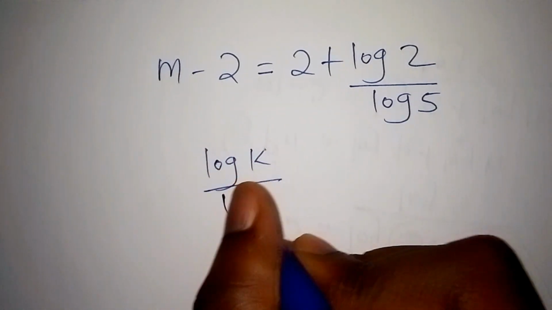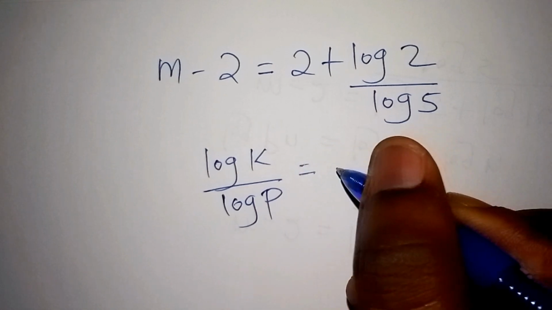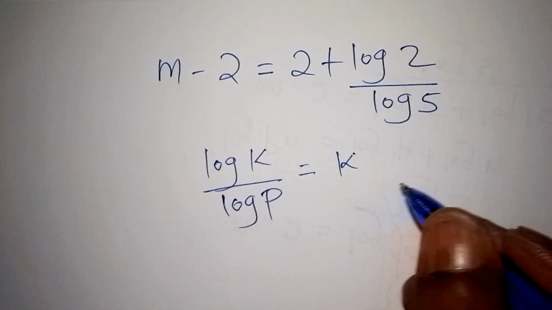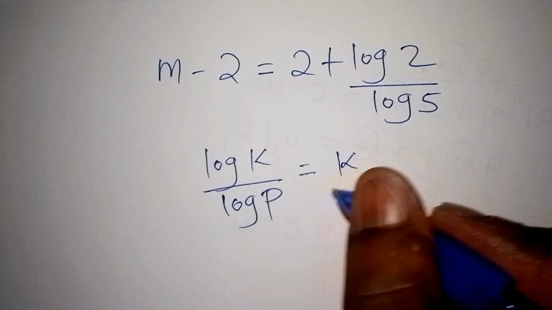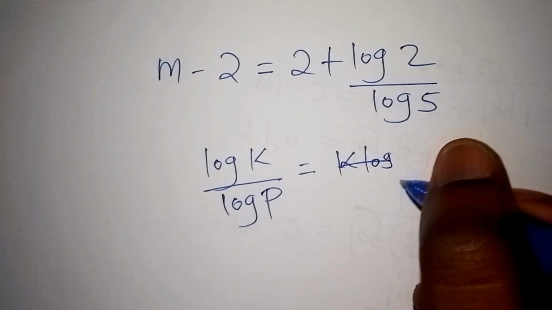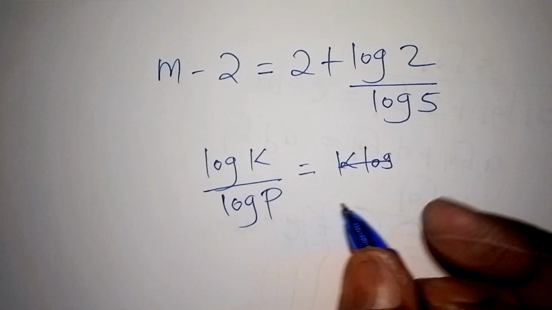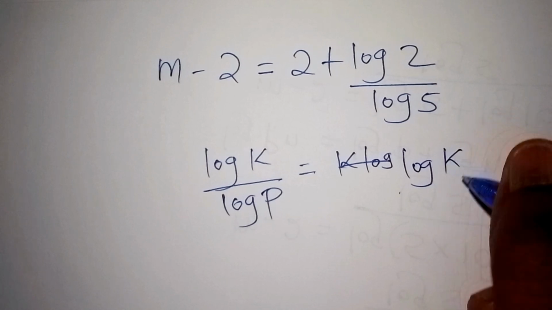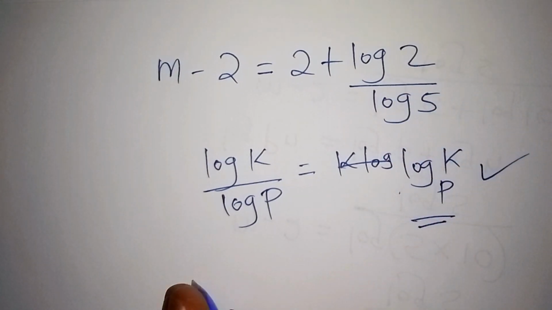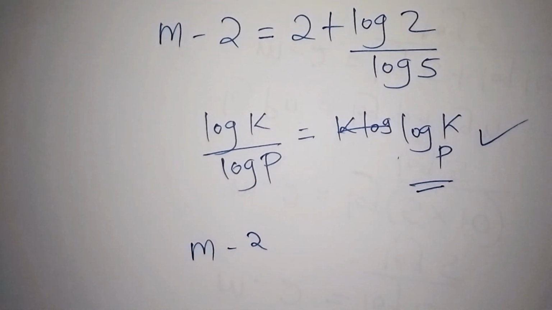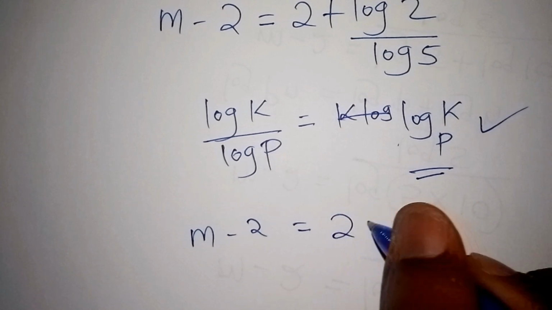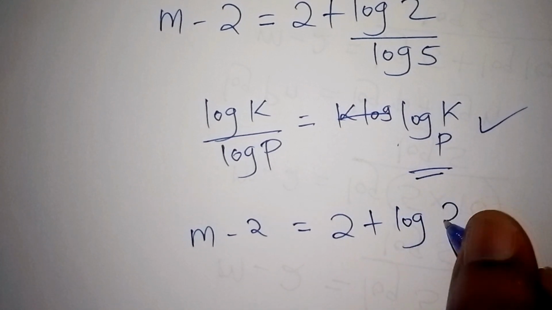So as we conclude, assuming we have the log of k all over the log of p, this can also be written as the log of k to the base of p. So let's now change this by saying that m minus 2 is equal to 2 plus the log of 2 to the base of 5.